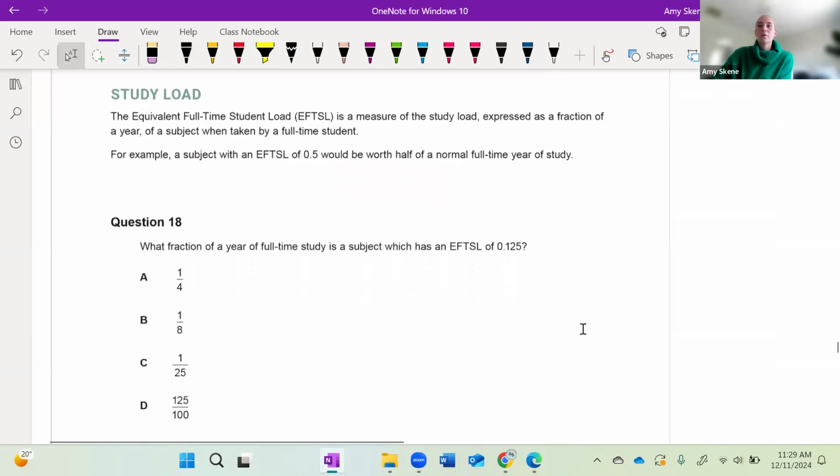Study load. The equivalent full-time student load is a measure of the student load expressed as a fraction of the year of a subject when taken by a full-time student. For example, the subject with an equivalent full-time study load of 0.5 would be half of a normal full-time year of study. What fraction of a year of full-time study is a subject which has a load of 0.125? So pretty much put simply, I just need to find the fraction of 0.125.